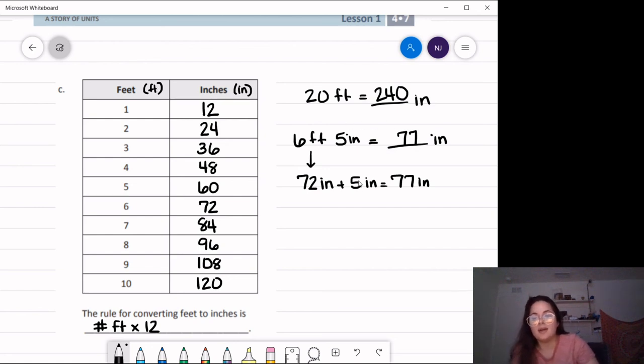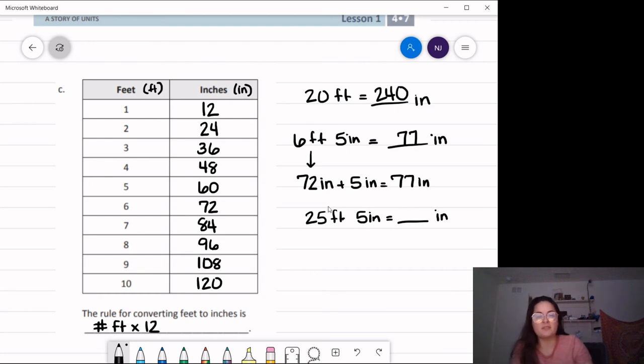All right, so I want you to try and figure out how many inches are in 25 feet, 5 inches. How many inches are in 25 feet, 5 inches? Go ahead and pause the video, give yourself some time to work, and play it whenever you're ready to go over the answer. All right, so you're ready to go over the answer.